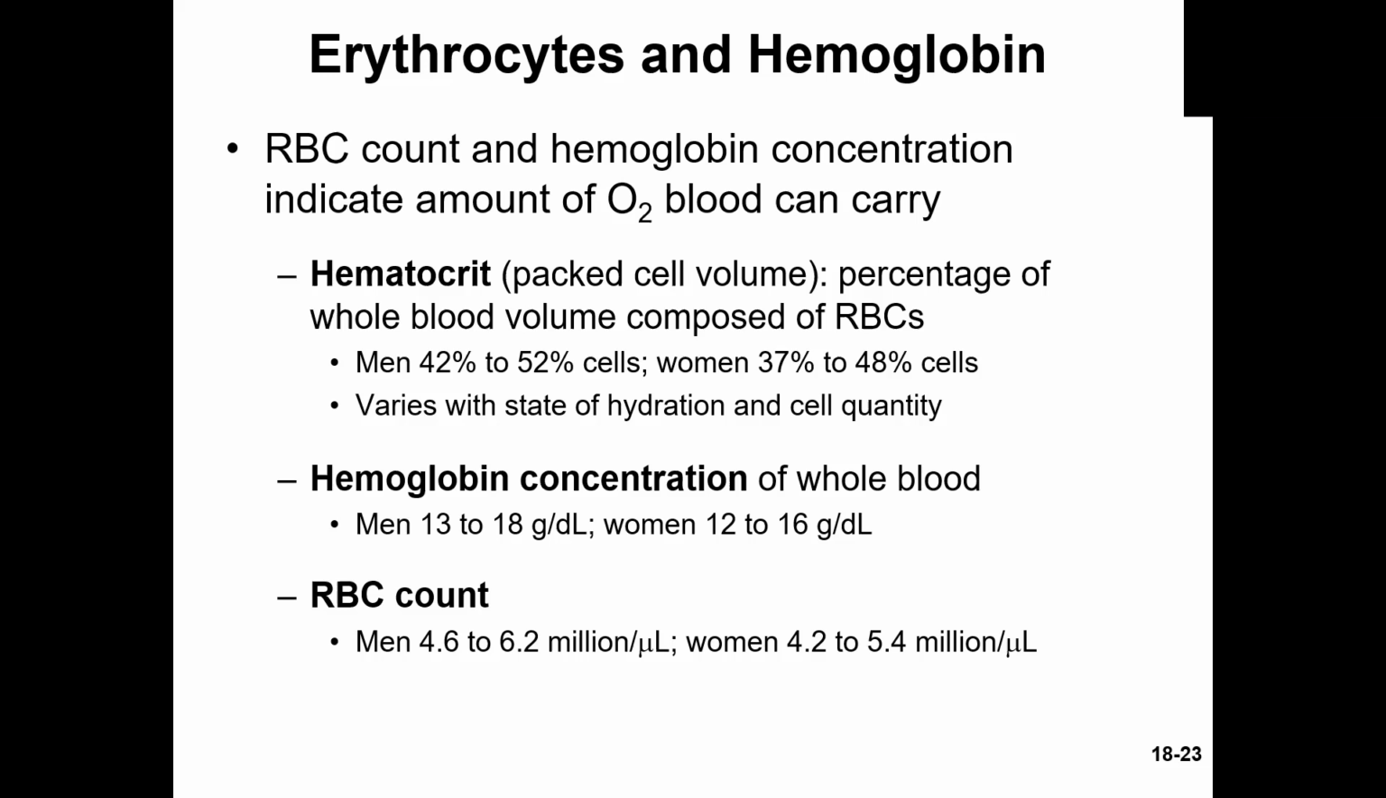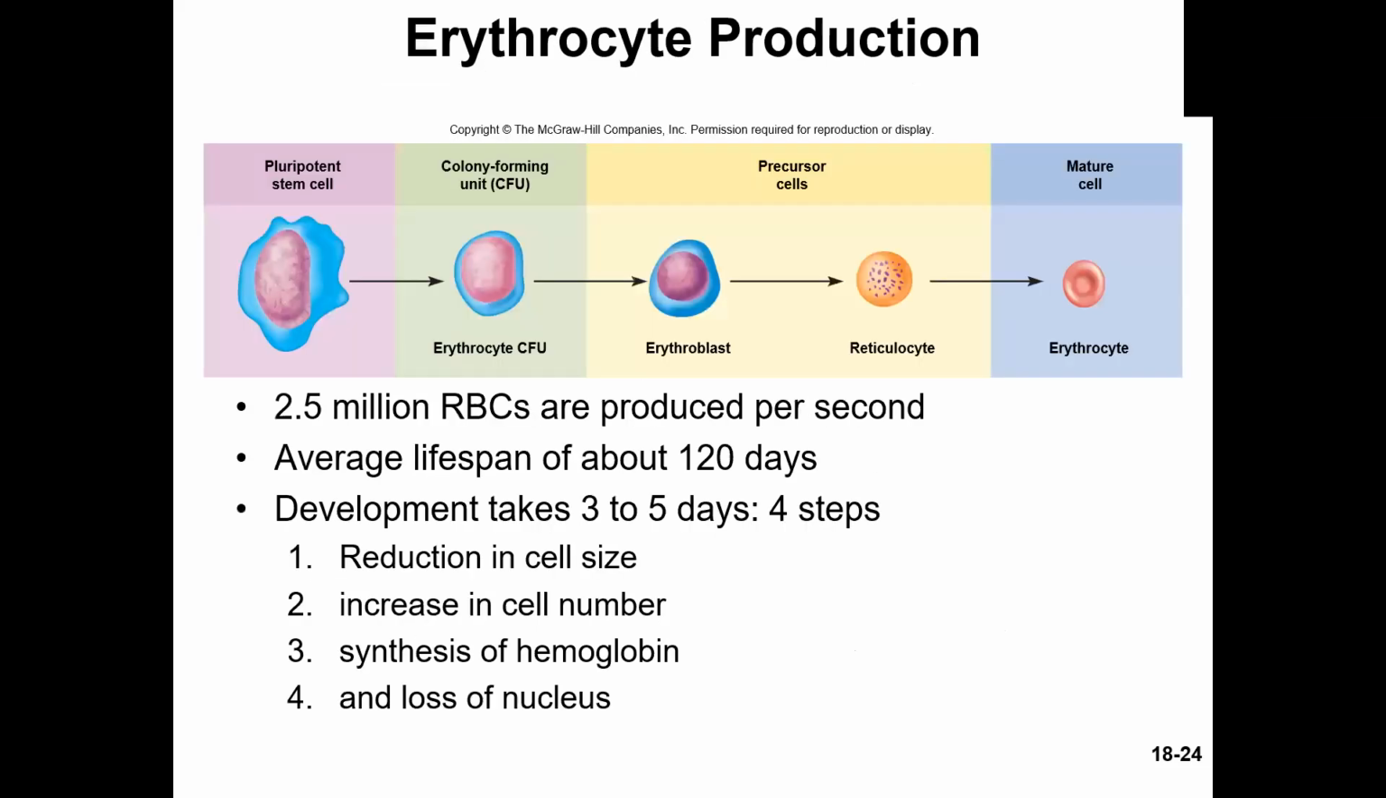Then we want to look at the hemoglobin concentration of whole blood. Again, men have a higher level of hemoglobin in general, meaning that their oxygen carrying capacity is going to be higher than in a woman. When we actually want to do an RBC count, also men are making more.